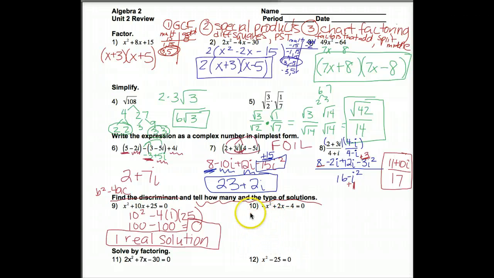So next, same thing, different problem. So b squared minus 4 times a times c. So 2 squared is 4 minus, so 4 times negative 1 is negative 4 times negative 4 is positive 16. So that gives me 4 minus 16, which is negative 12. So when the discriminant is negative, that means that there are 2 imaginary solutions.